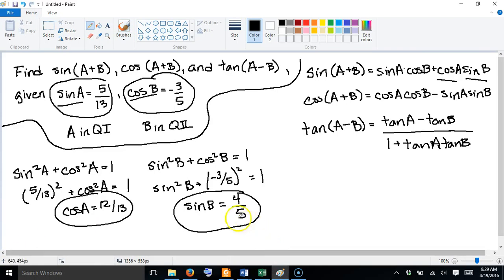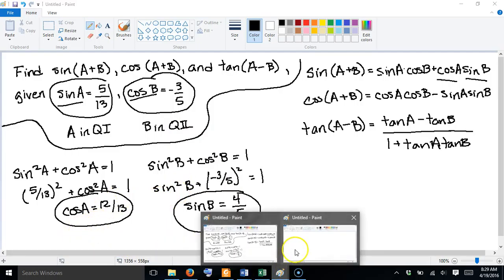Actually, before I do this, I did want to state that A here is in quadrant 1, so all of our trig values are going to be positive in that quadrant. And then B being in quadrant 2, our cosine value is going to be negative, but our sine value is going to be positive, so that's why I did not write negative 4/5. I wrote positive 4/5. All right, now let's move on.